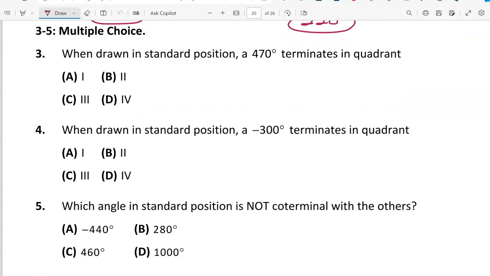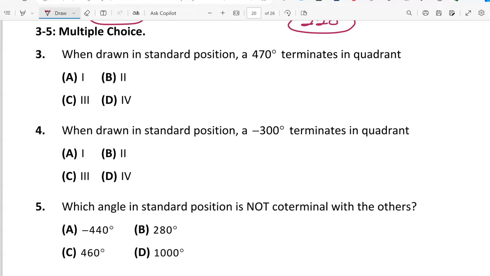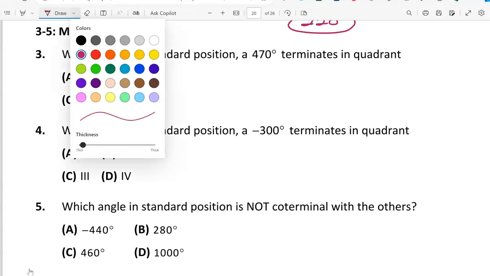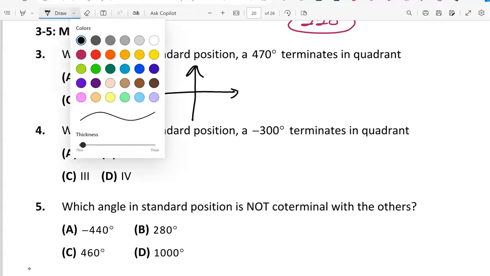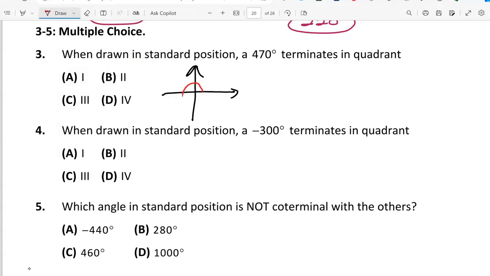In 3 through 5, we have multiple choice. When drawn in standard position, we're asked in which quadrant a 470 degree angle terminates. So we can draw a 470 degree angle, and if it's a positive angle, it will rotate counterclockwise. That's 360 degrees so far. An extra 90 will bring us to 450. 470 is 20 degrees after that, so that's going to terminate in quadrant 2.